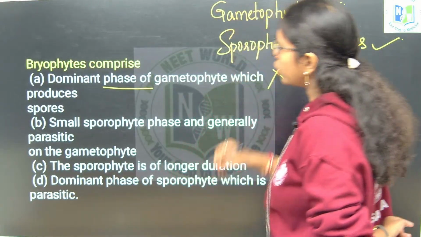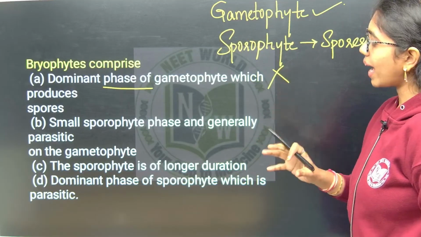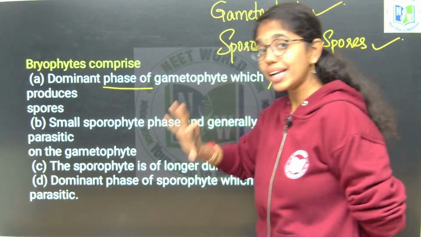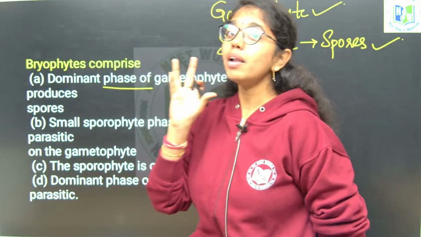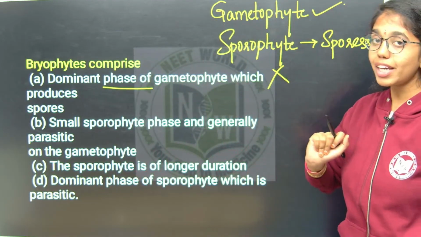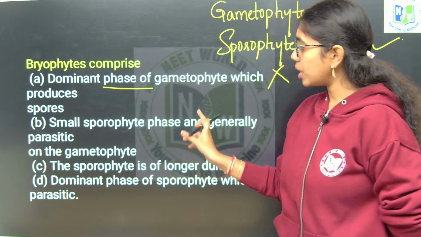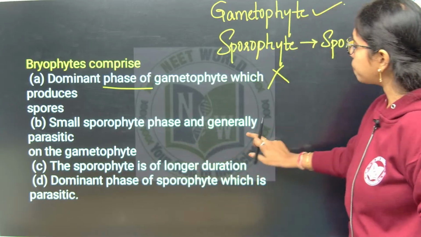And next, small sporophyte phase and large and generally parasitic on the gametophyte. So, in bryophytes the dominant plant body is gametophyte, on which the small sporophyte is nutritionally dependent. So, we say the sporophyte is parasitically or partially dependent on the gametophyte for nutrition. So, here option B is right.